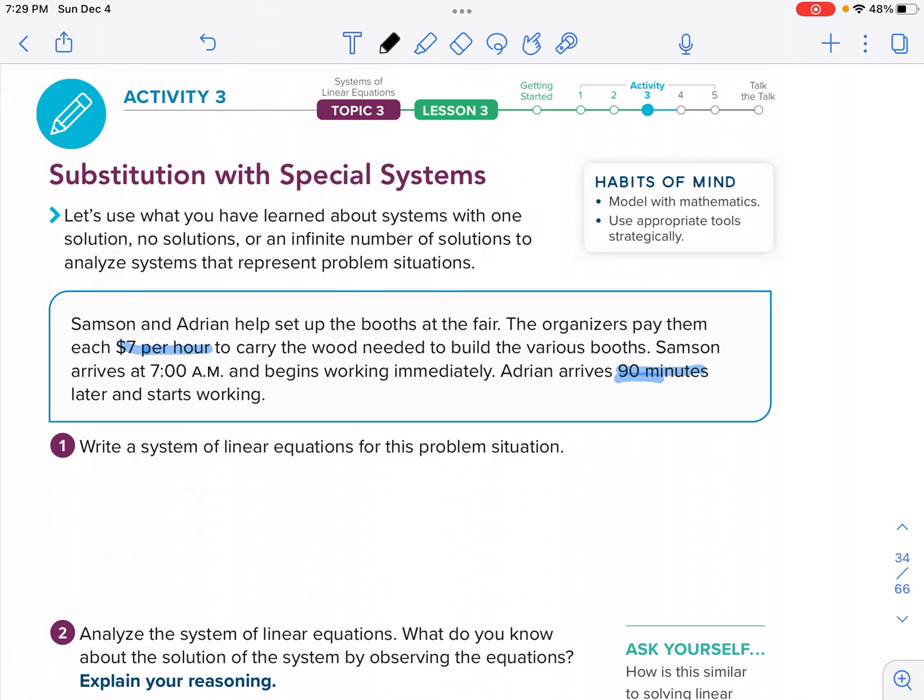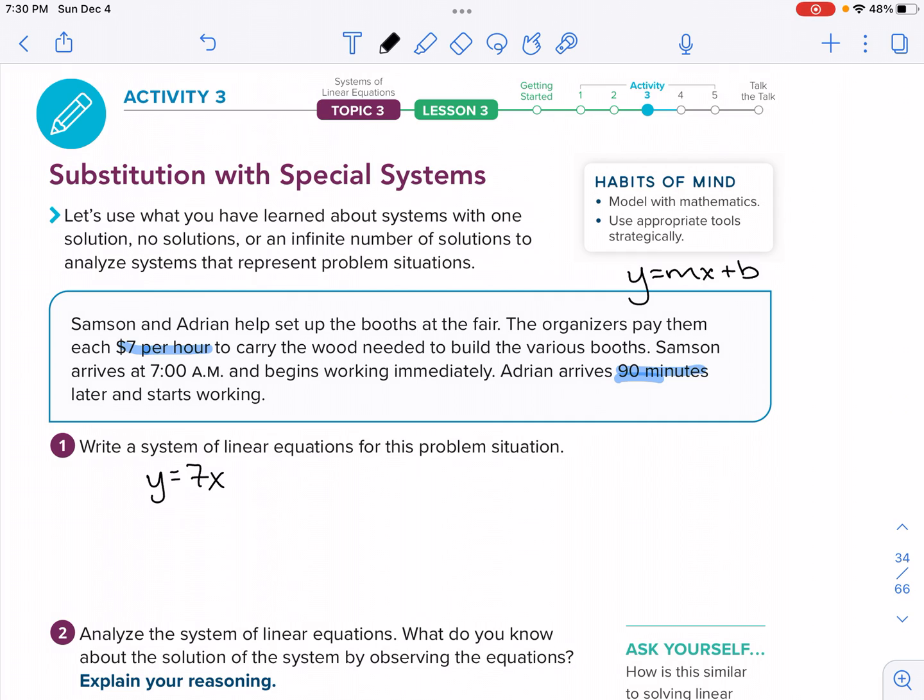Remember, when you write this, typically it's going to be in slope-intercept form if we have some type of rate and some type of initial value where we begin. So for the first person, Samson, he's making $7 per hour. There's no starting amount that he's making. He doesn't have $50 in the bank. So y equal to mx is just going to be y equal to 7x. This just says every single hour he's making $7 more.